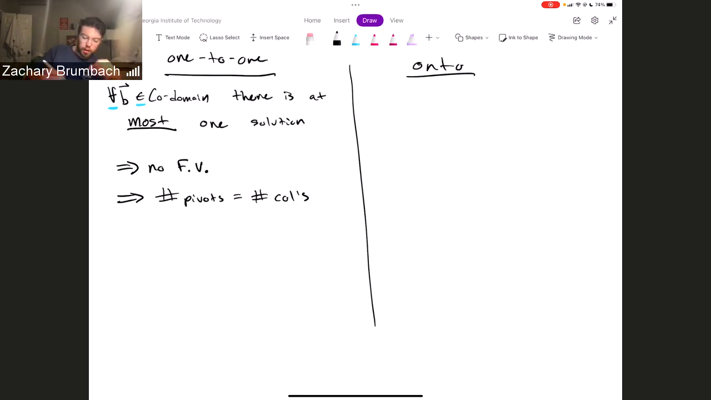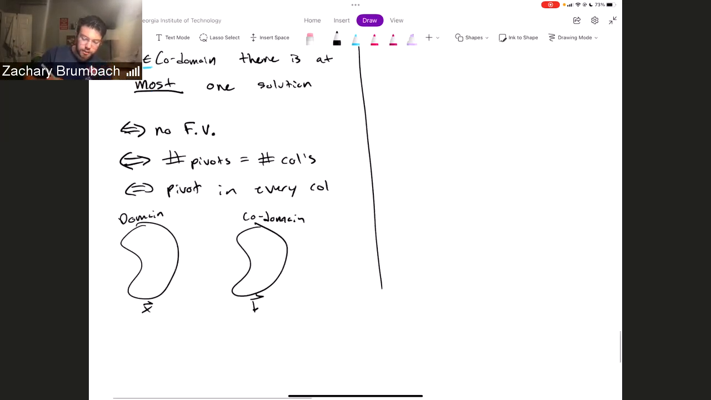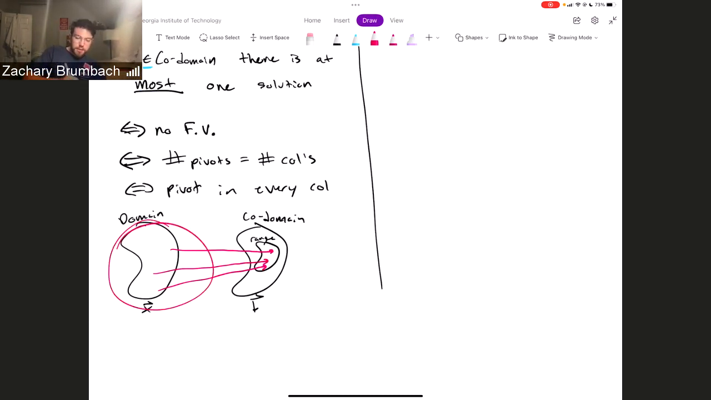So these go both ways, all of these things. The way you can find it is a pivot in every column. The way to think about that is here's our domain, and here is our codomain. This is where all of our x's live, and these are all of our b's. Wherever the range is, the column space, which is the same thing as the range, for every x over here there is one b that it corresponds to. So this whole space gets mapped to here. This is kind of how you can think about it, like mapping it down.